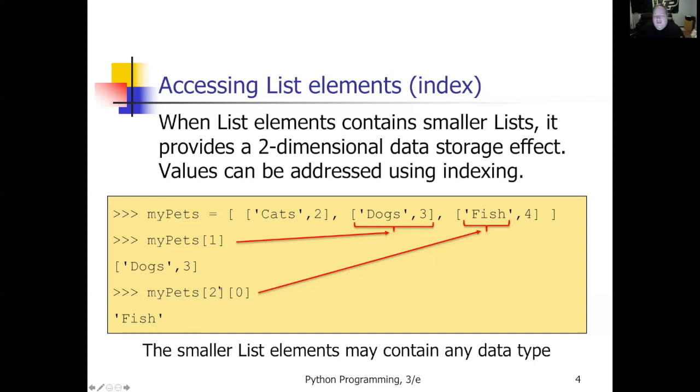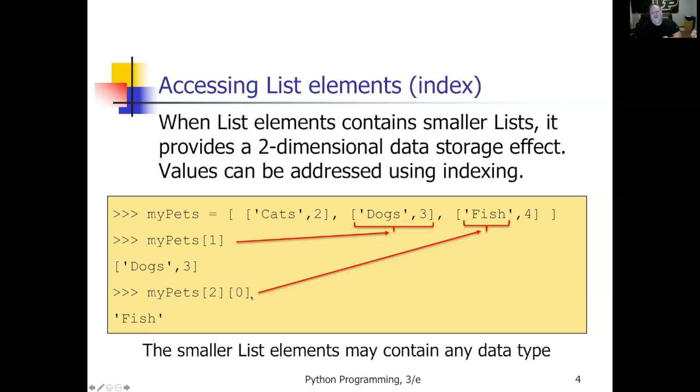What if I indexed one more time? What if I said index 2, index 0, index 0? Then what would I get? Well, this list is index 2. Fish is index 0, but this is a string. Can we index in a string? We know we can, right? So index 0 of this string is just the capital letter F. So I could index even further here.